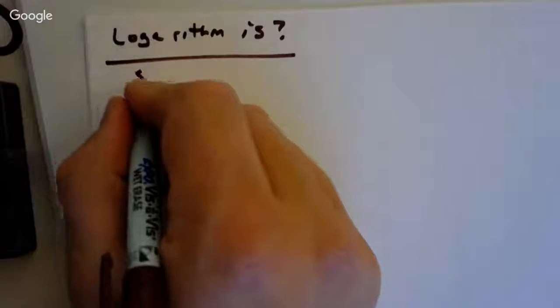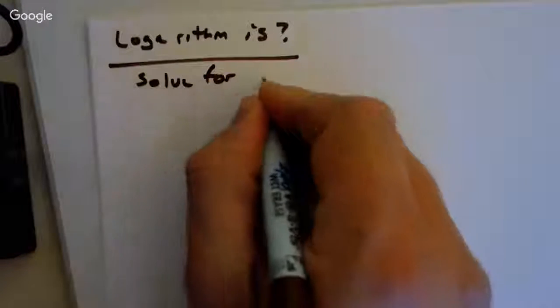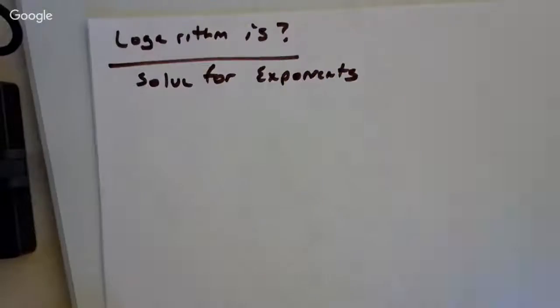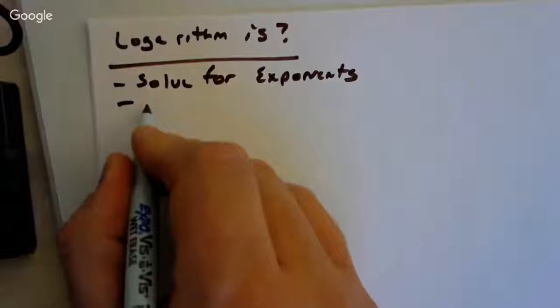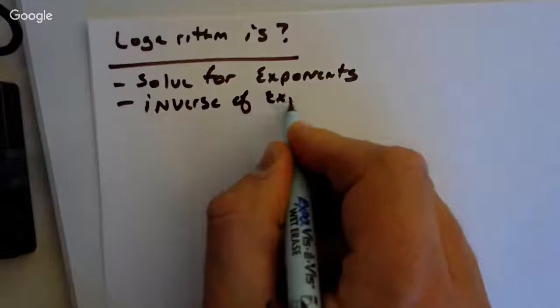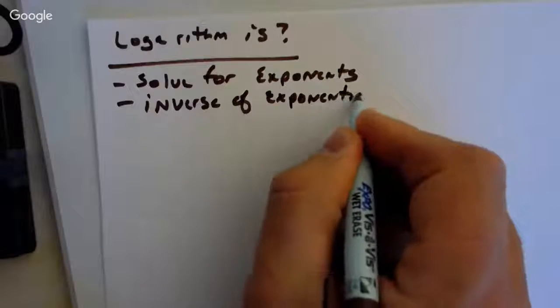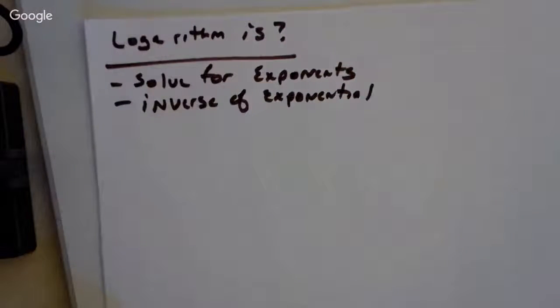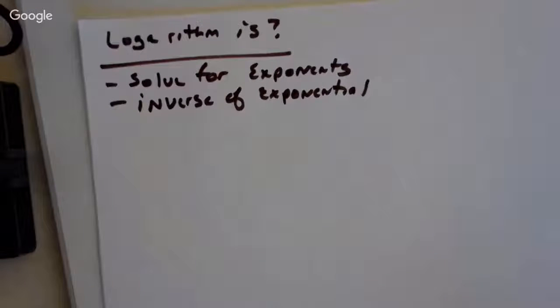What's our rigorous definition? Logarithms solve for exponents. And now that we've learned something in a previous chapter, we can bring it to this chapter. They are the inverse of an exponential. In other words, they solve for that exponent.